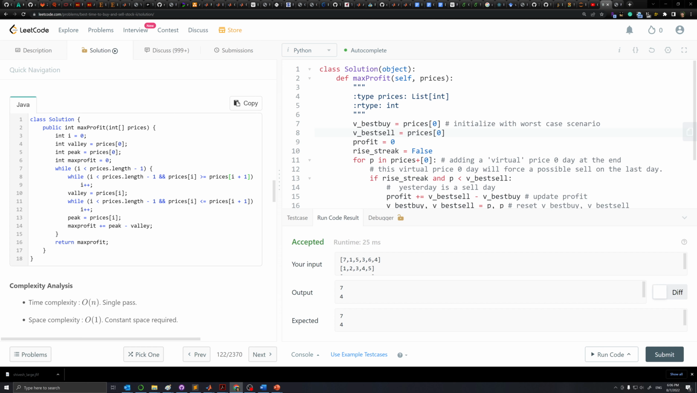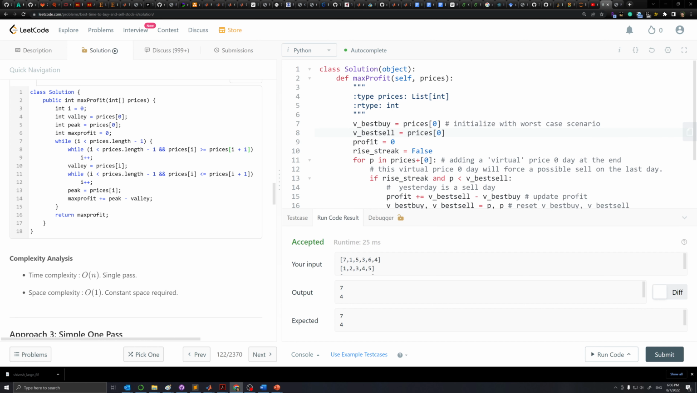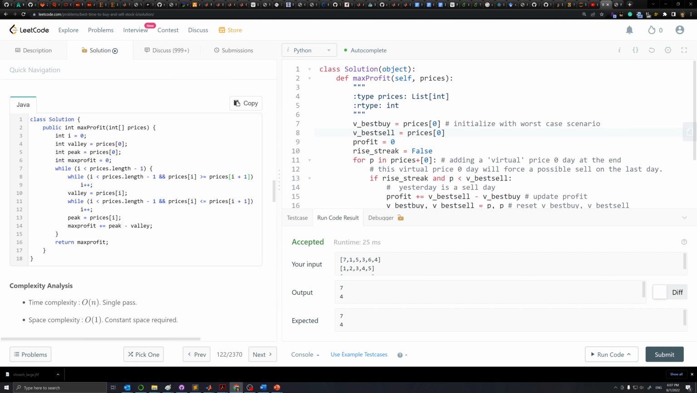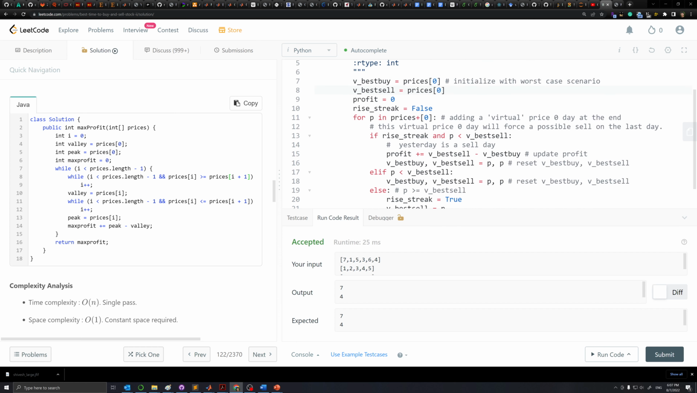Okay. What does this mean? We were doing a price drop, and then valley equals prices[i]. Okay. And then while prices, on the other hand, are increasing, we say okay, we find a peak, and max profit is going to be peak minus valley, right? And then return max profit. I think this is another way of looking at it, and it's actually a little bit more intuitive, I guess, or just a different flavor.